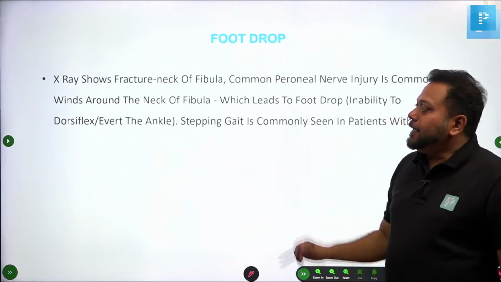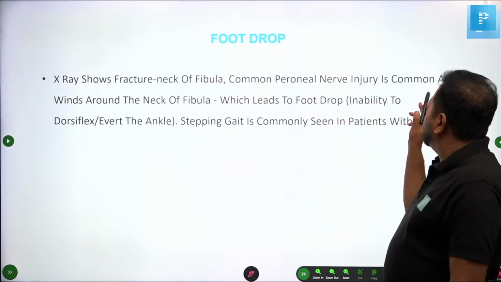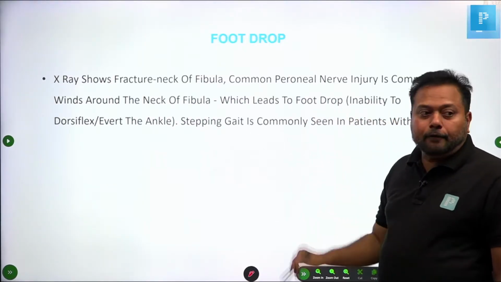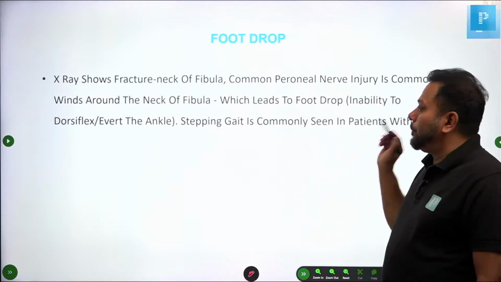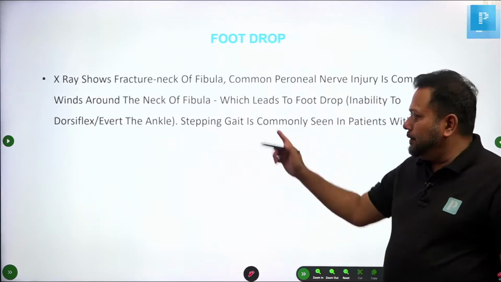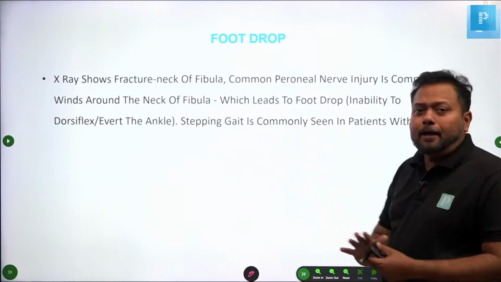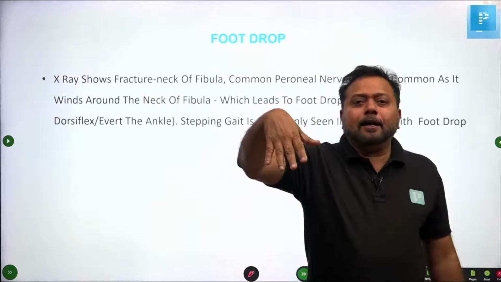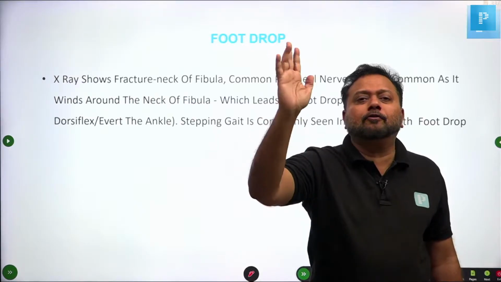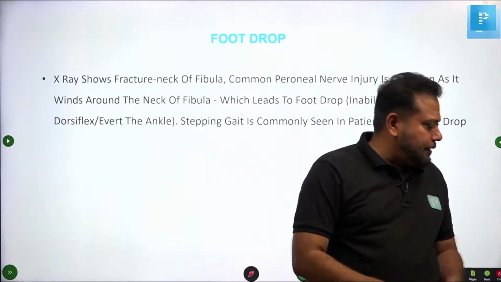Now you see, the X-ray shows a fracture of the neck of the fibula. The common peroneal nerve winds around the neck of the fibula, which leads to foot drop, inability to dorsiflex. Stepping means the word they have given is stepping. It's called high stepping gait. The patient is not able to dorsiflex the foot or evert the foot. When they walk, it's called high stepping gait.